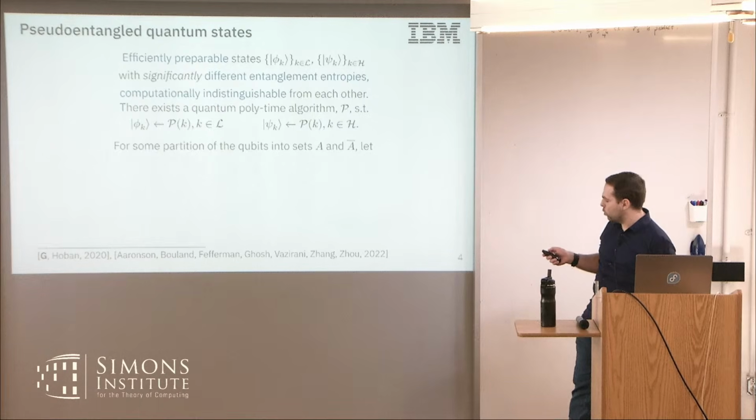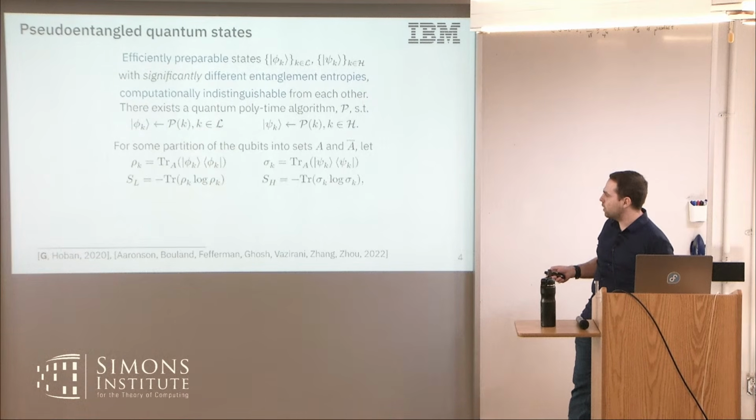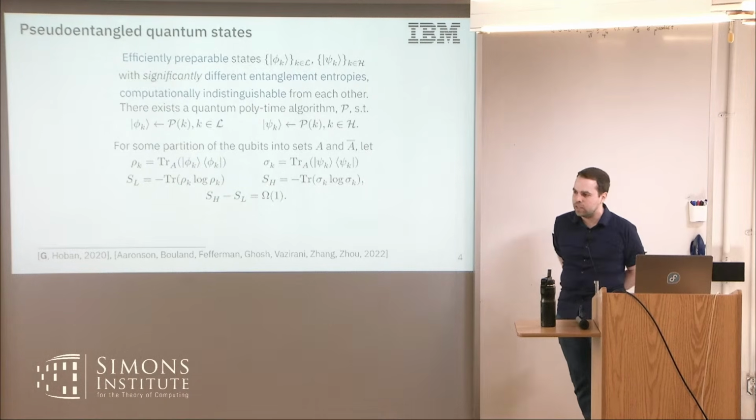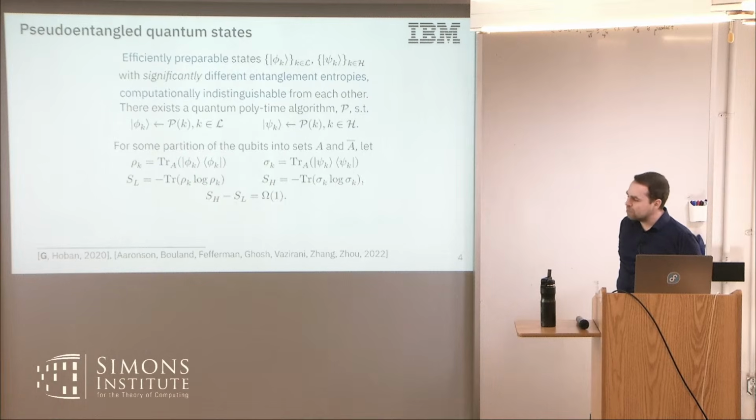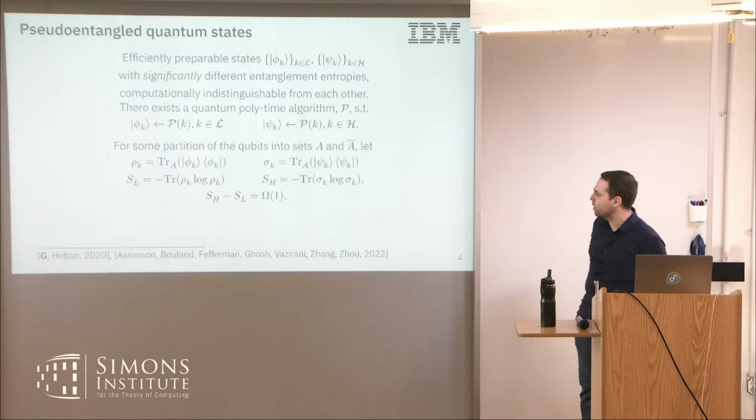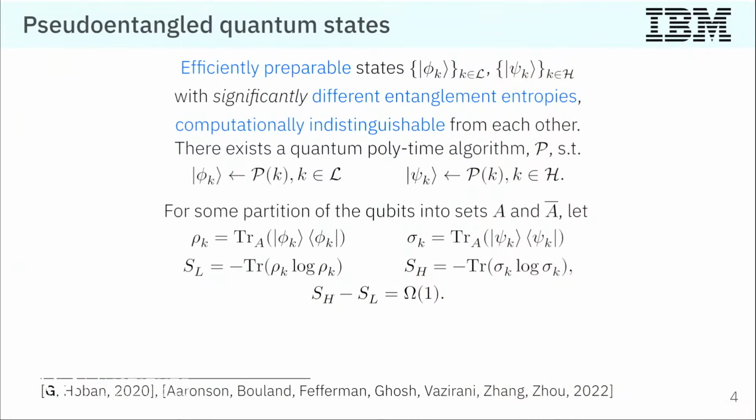And so the notion of entanglement that we're looking for is: you split the qubits into two sets, like A and its complement, and then you look at the reduced density matrix when you trace out part of the system. And then you look at the standard von Neumann entropy for these reduced density matrices. And what you want is that there is at least a constant gap between these two entropies. So one state should have at least constant bits more entanglement entropy than the other state. And this cut is specified to you in advance, like you know what the bipartition of the qubits is that you're considering.